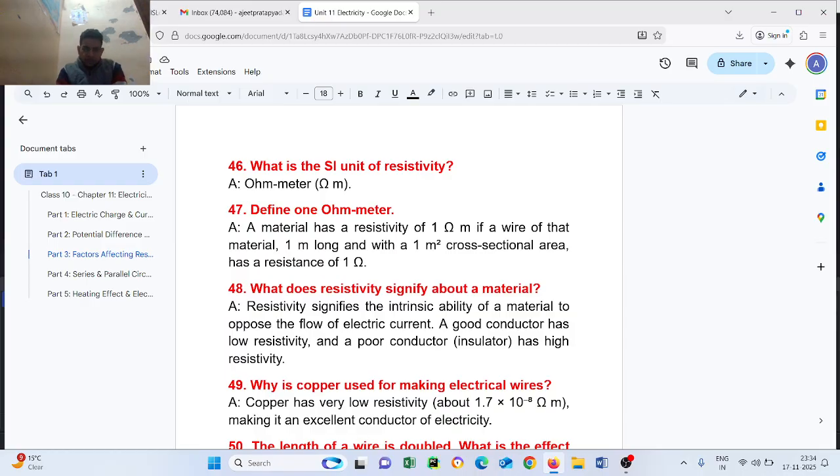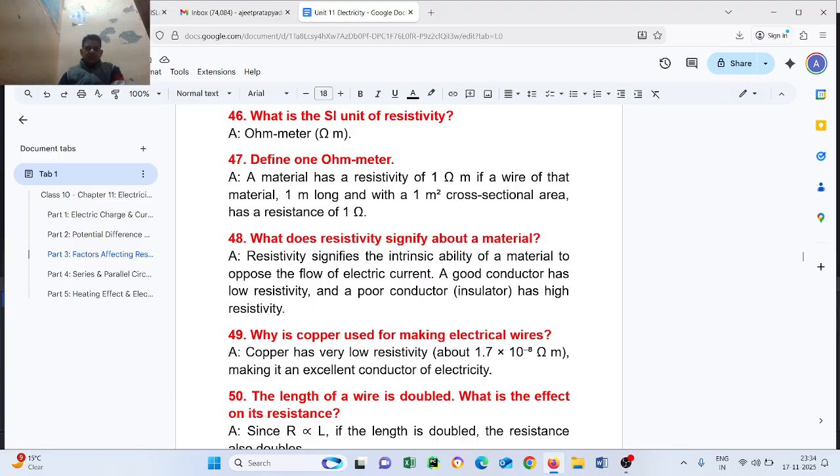Question number 48. What does the resistivity signify about a material? Resistivity signifies the intrinsic ability of a material to oppose the flow of electric current. A good conductor has low resistivity and a poor conductor or insulator has a high resistivity.